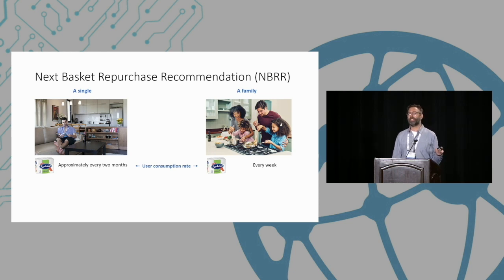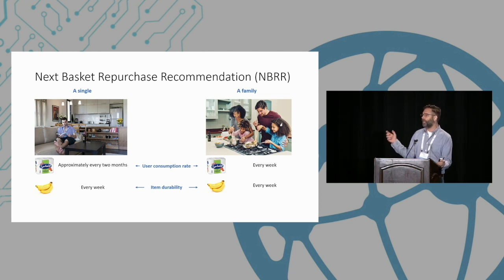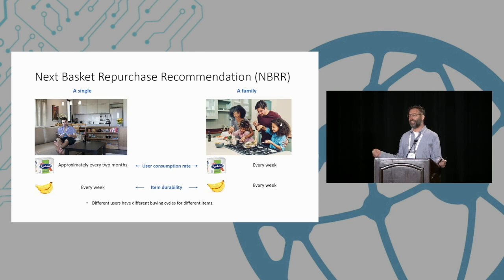Now let's look at these exact same users and a different item. The single person likes bananas, and he buys bananas every week. The family buys it every week as well. Why is it different than toilet paper? Because bananas have a shorter durability. Here, the main factor is item durability. The point I'm trying to make is that when you're trying to model repurchases, it's important to learn different buying cycles for every combination of user and item, which is why this problem is complex.